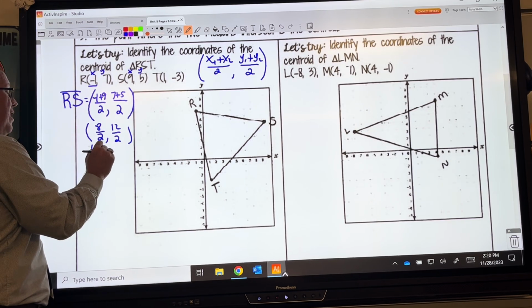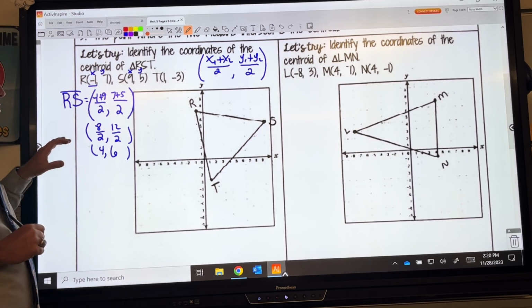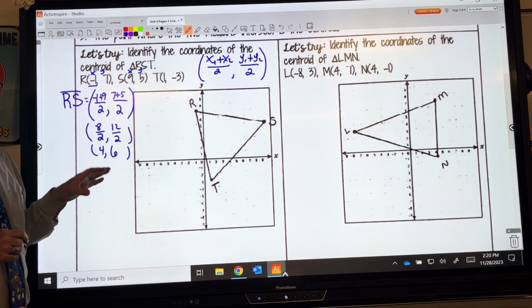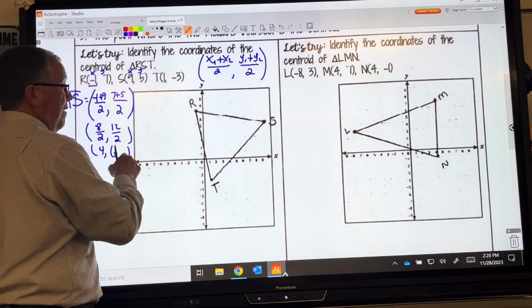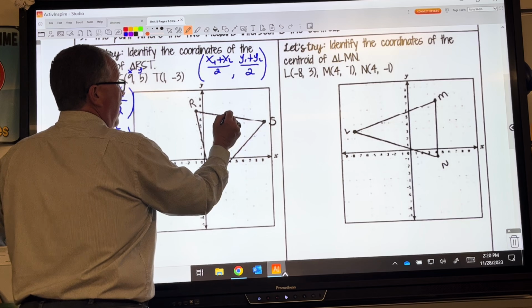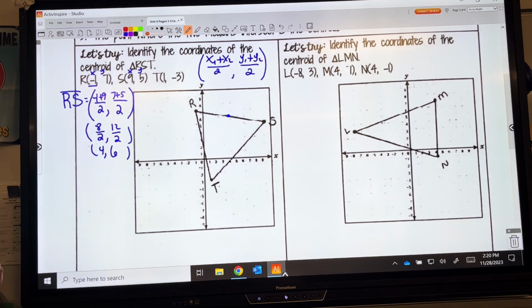8 divided by 2 gives you 4, and 12 divided by 2 gives you 6. So this is my midpoint of RS. I go to the midpoint 4, 6. I go right 4, I go up 6, that is right there. Okay, that's where 4, 6 is.